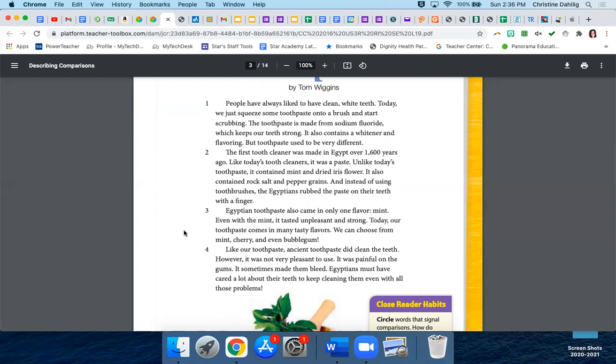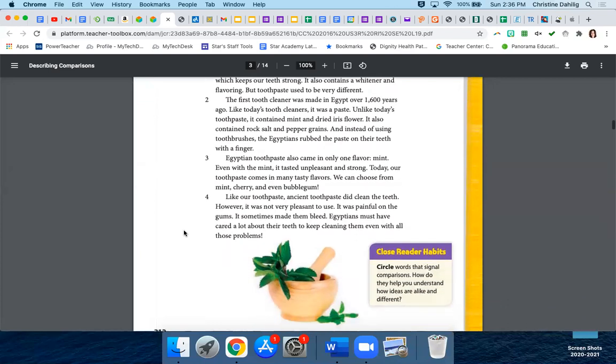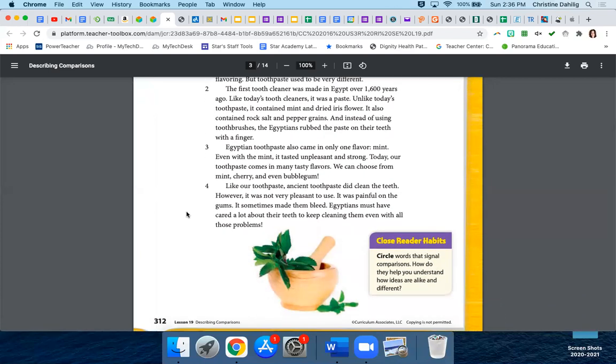Today, our toothpaste comes in many tasty flavors. We can choose from mint, cherry, and even bubble gum. Like our toothpaste, ancient toothpaste did clean the teeth. However, it was not very pleasant to use. It was painful on the gums. It sometimes made them bleed. Egyptians must have cared a lot about their teeth to keep cleaning them, even with all those problems.